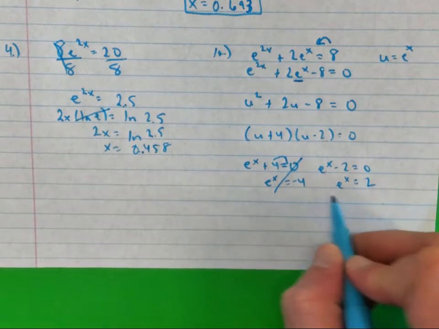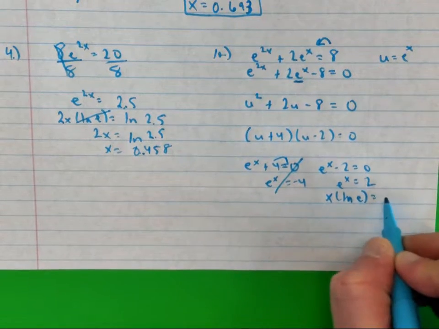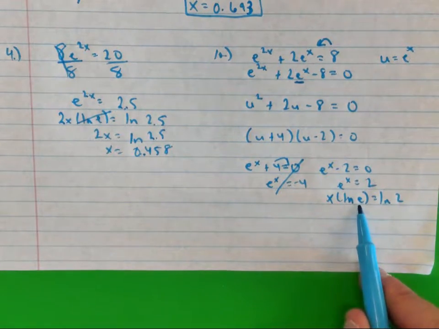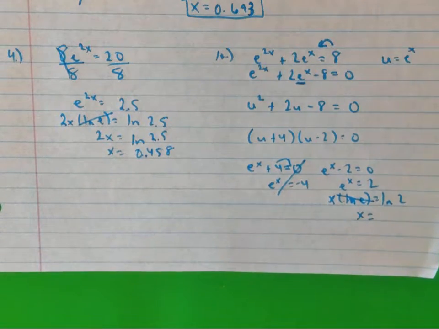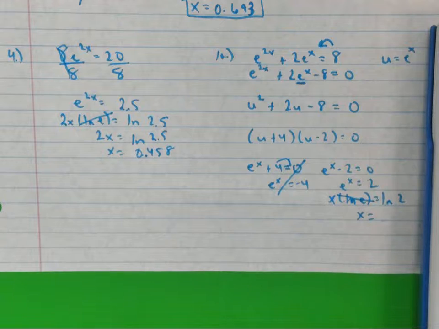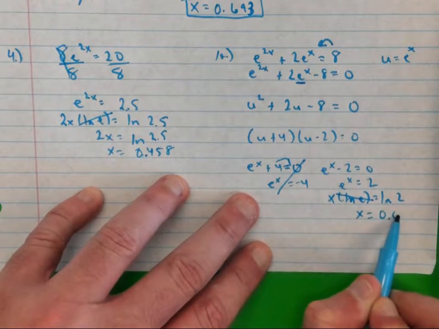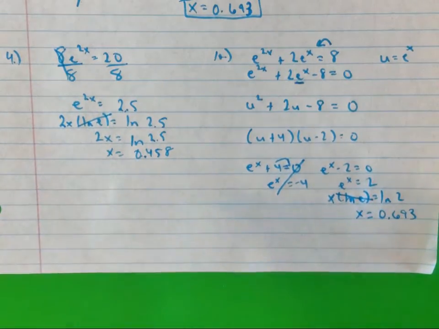I cannot get the bases to be the same, so I'm going to take the natural log of both sides. Natural log of e is equal to 1. So x equals the natural log of 2, which is 0.693, would be my answer. We're going to do one more of these.